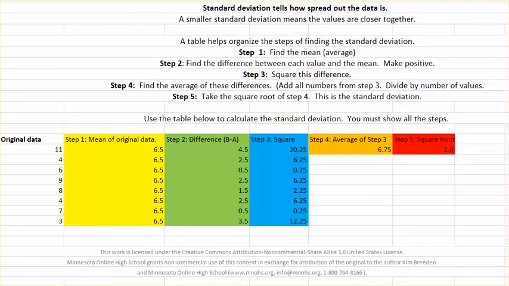What that tells us is that from the mean of 6.5, most of my data are 2.6 above that to 2.6 below that. At this point, you might want to stop the video and on your assignment, complete sheets 1 and 2. Then come back and we'll learn how to do this using Excel.